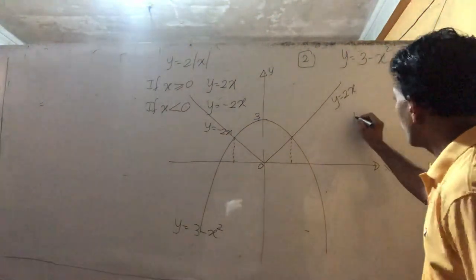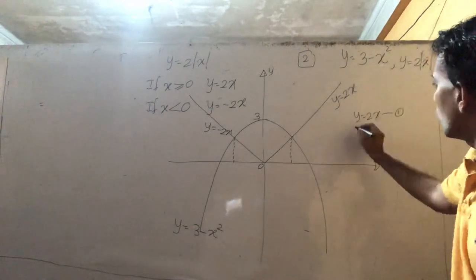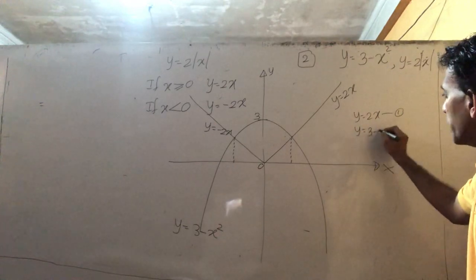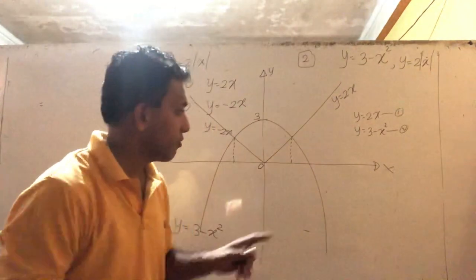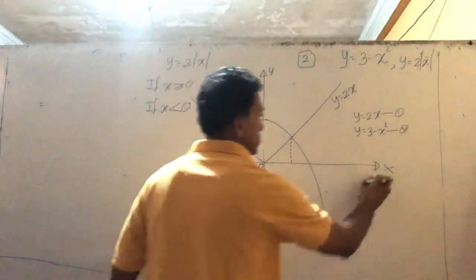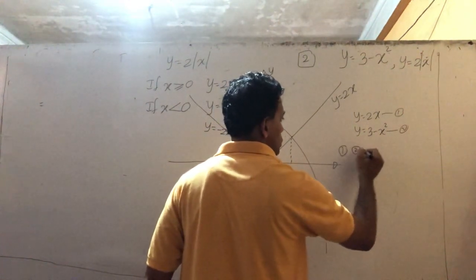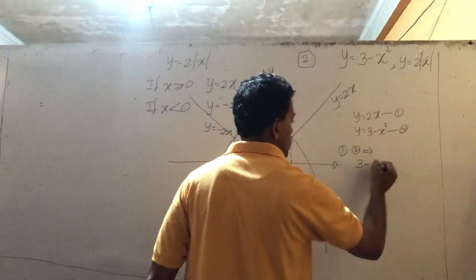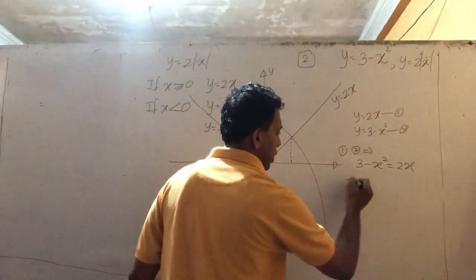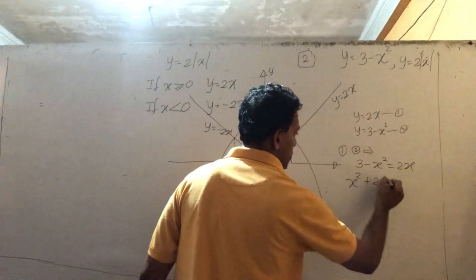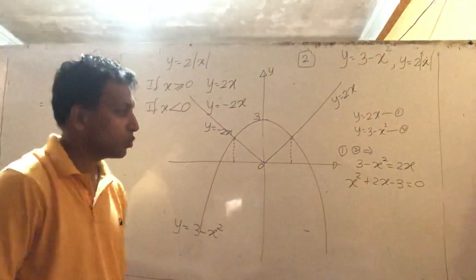So y equals 2x and this y equals 3 minus x squared. Solve that pair of equations and find where the two cut. If you equate the both, it gives 3 minus x squared equals 2x. Rearrange: x squared plus 2x minus 3 equals 0. x squared plus 2x minus 3 equals 0.